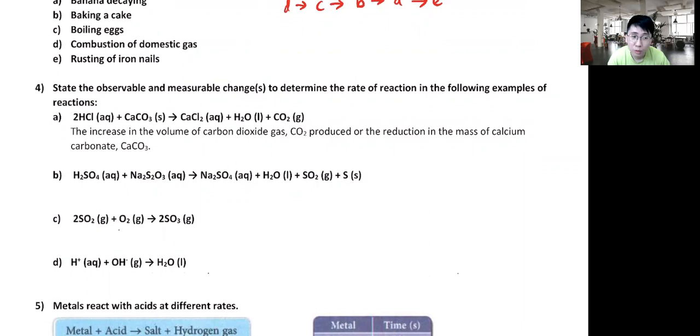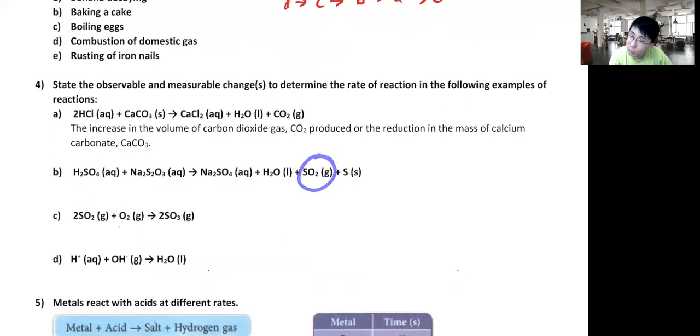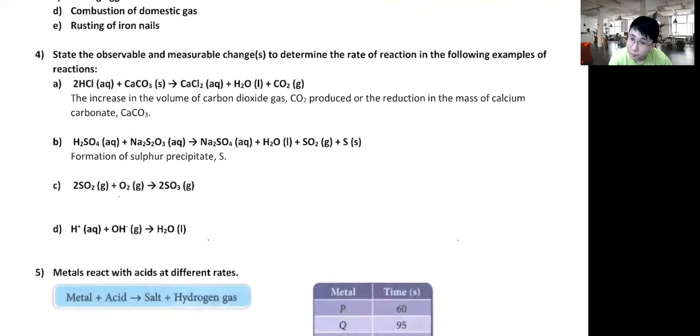So B is H2O aqueous, Na2S2O3 aqueous. Everything else is aqueous, liquid, gas, and solid. In this case, I told you guys, if there is a solid, take the solid. So the solid mass is easy to measure. There's a gas here, but it's not the answer. Why don't we measure the gas? We can, but this gas is not very accurate. So here, the best thing to measure is the formation of the precipitate, the mass of the sulfur precipitate.